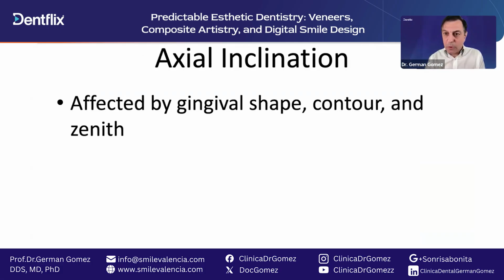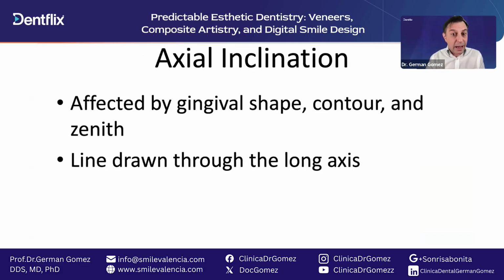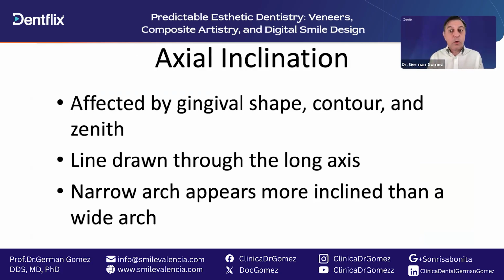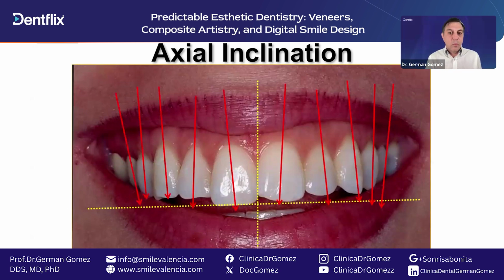Affected by the gingival shape, contour, and zenith of the teeth, the line draws through the long axis of the teeth. A narrow arch appears more inclined than a wide arch. Okay. Where is the actual inclination here? It's not there. There is no harmony in the inclination, okay? So we have to find a way so that our final veneers or final restorations have that inclination. This is one of the predictable aesthetics that we have.